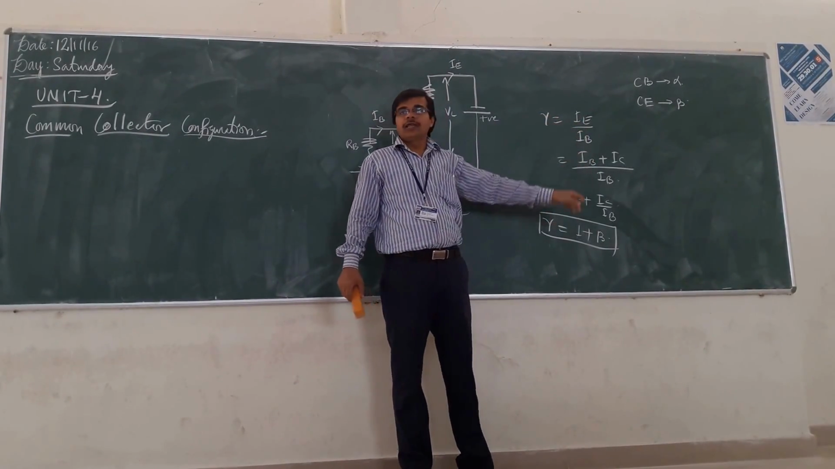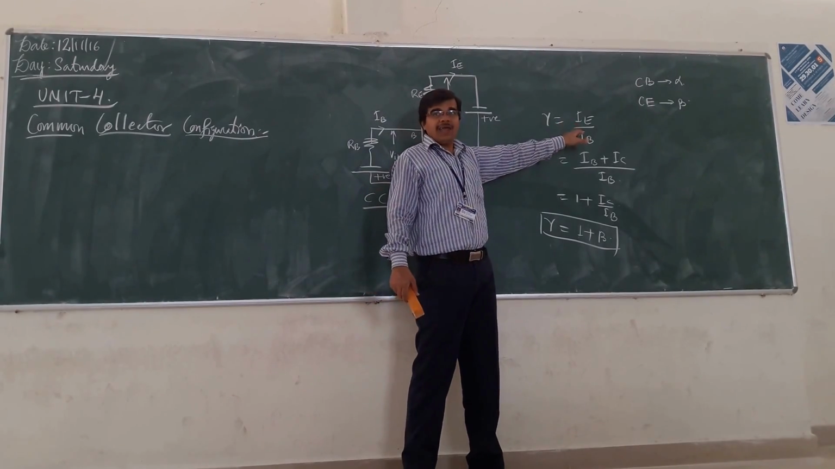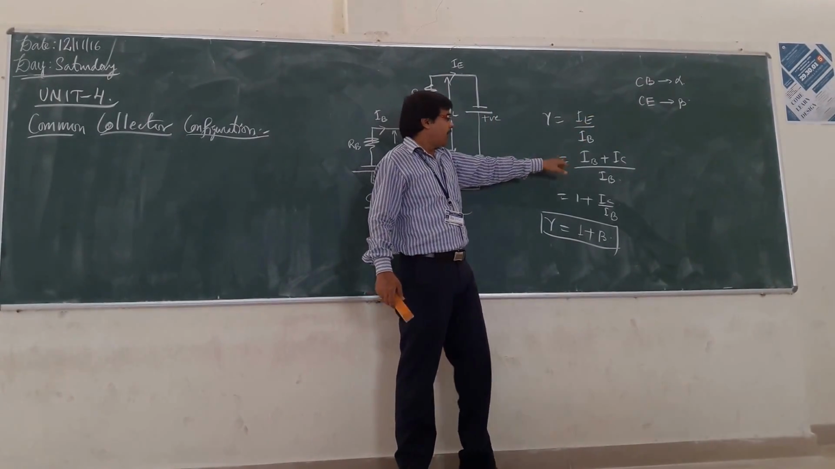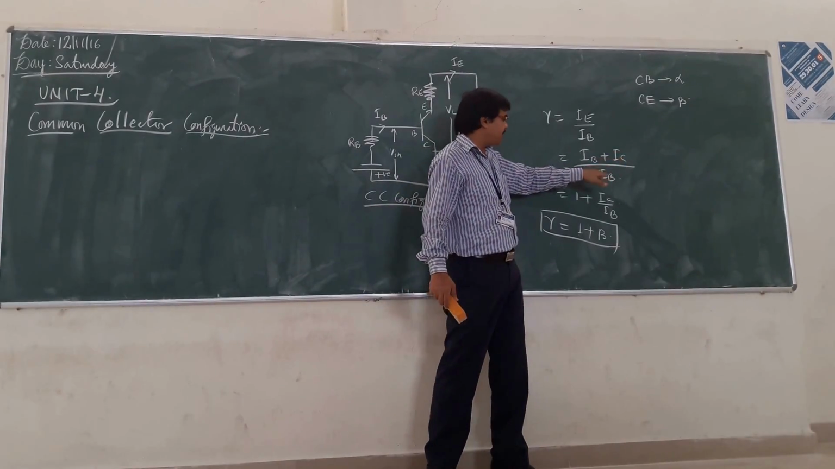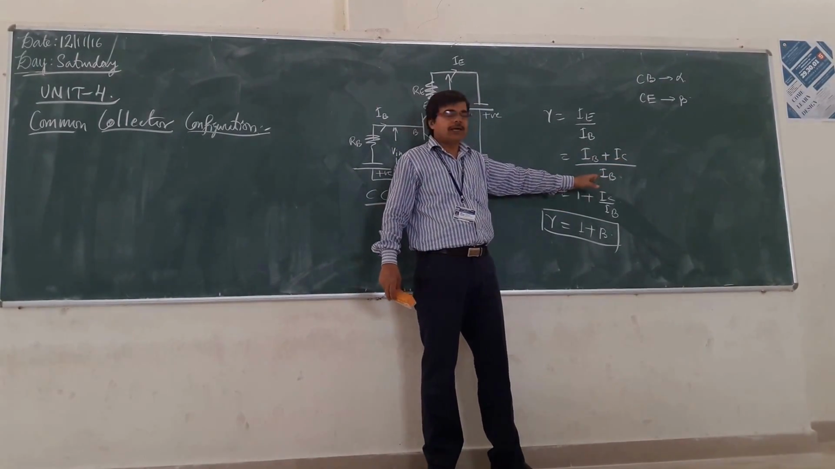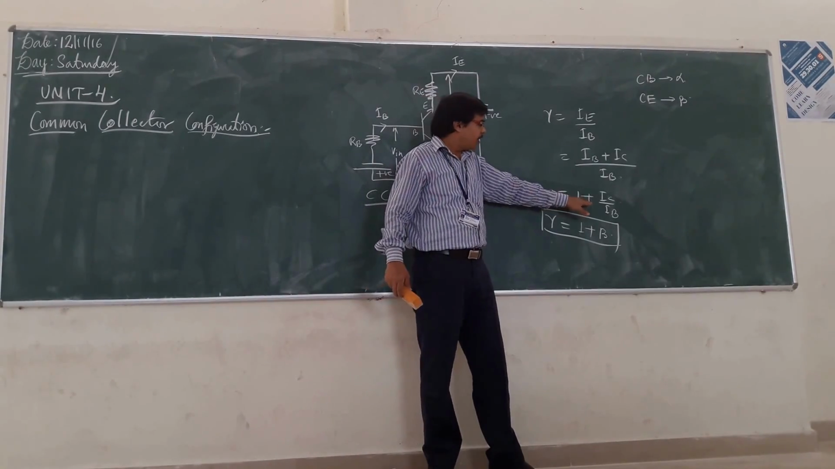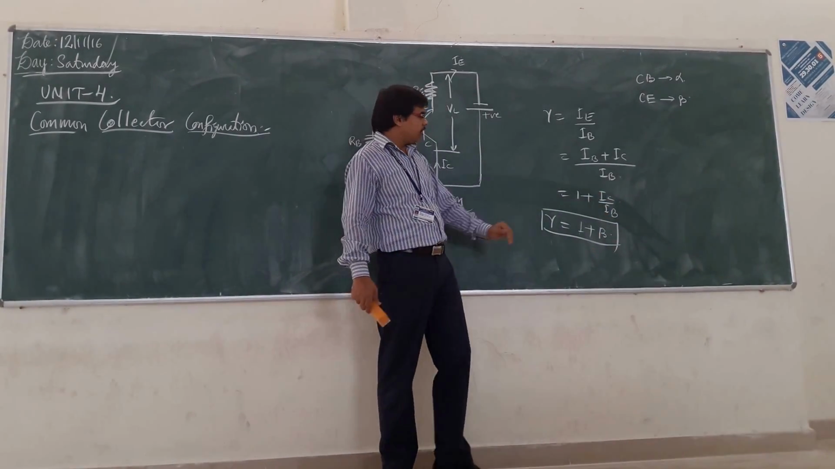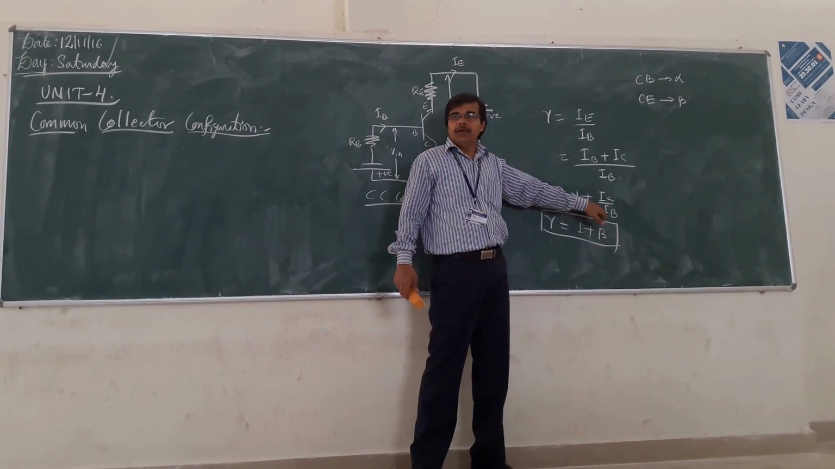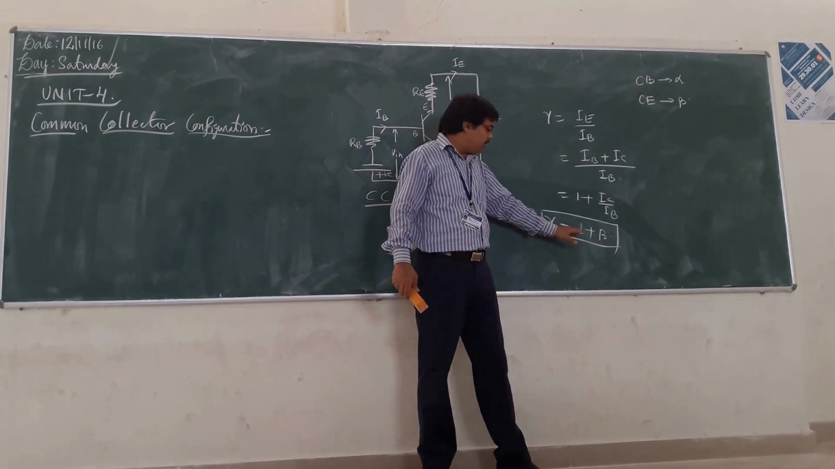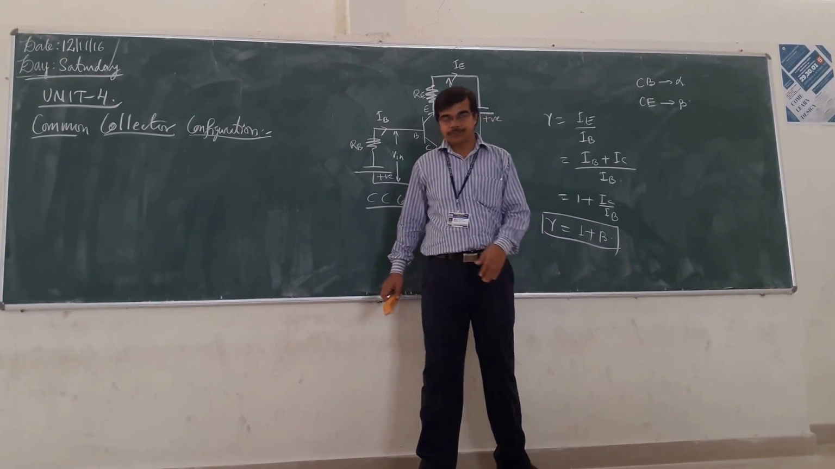But we know that your emitter current IE is equal to IB plus IC. Just substituting the value here, we have IB plus IC by IB. If you solve it further, IB and IB will be cancelled out, and we get 1 plus IC by IB. But we know that IC by IB is your beta. So your gamma will be 1 plus beta.